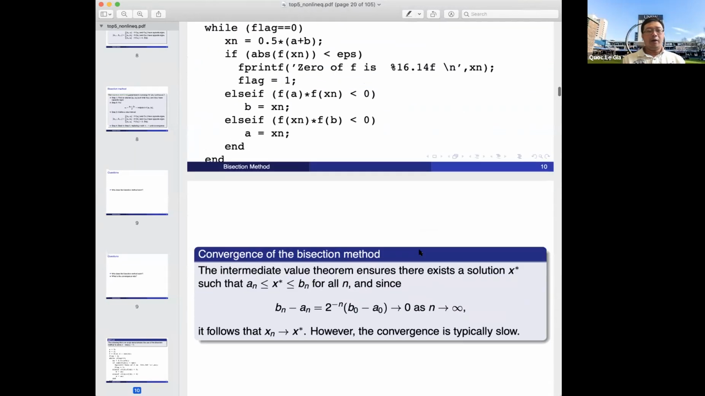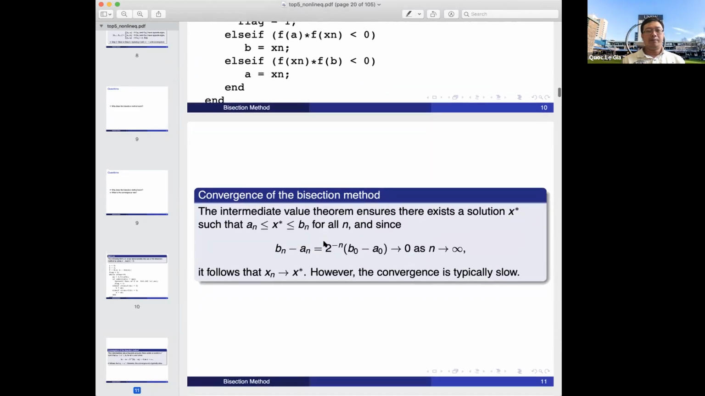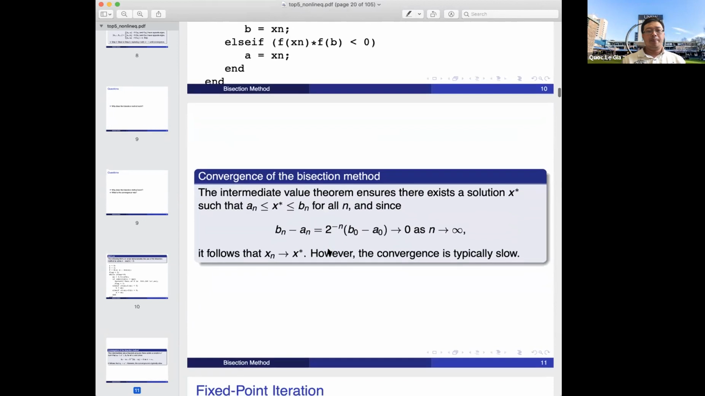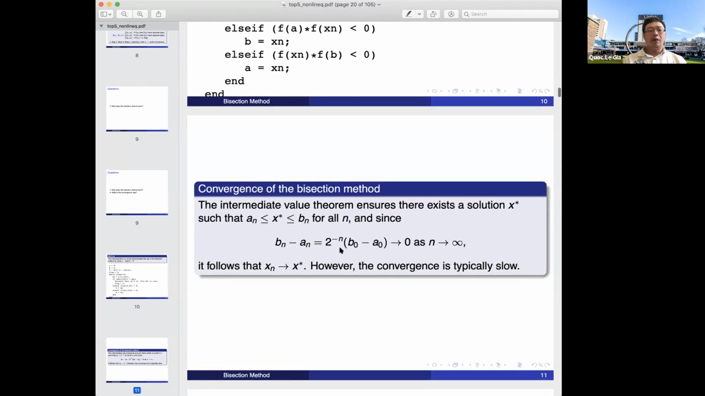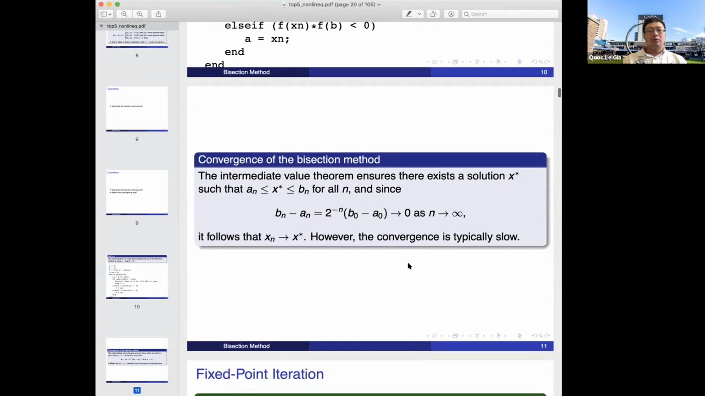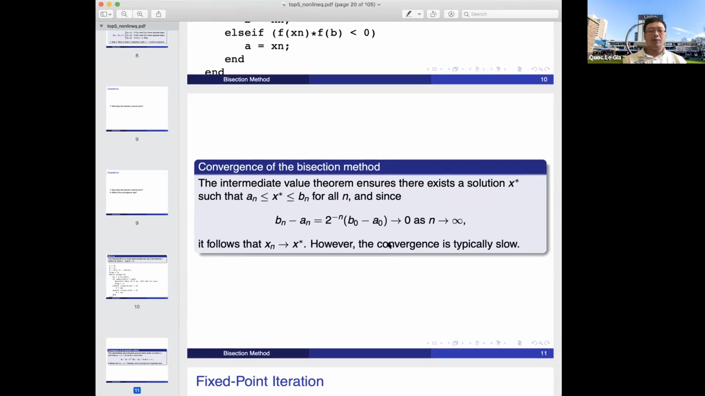Okay, so now the next one is, okay, so we talk about the convergence of the bisection method. So first, the intermediate value theorem says that there exists a solution, assuming that the function is continuous. And then the width of the interval just goes down at 1/2 to the n, yeah. And because 1/2 to the n goes to 0 a bit slowly, you see that it's a bit slow to go to the solution, but at least you can find the solution.